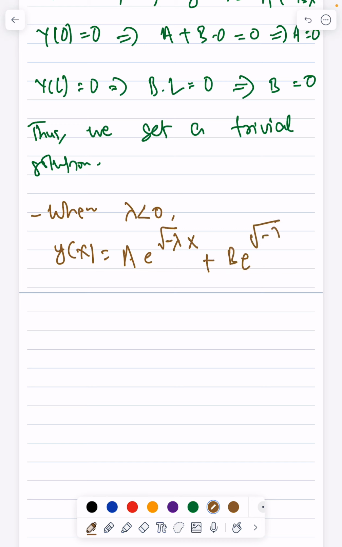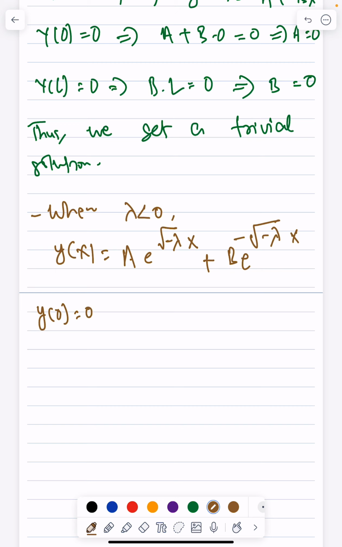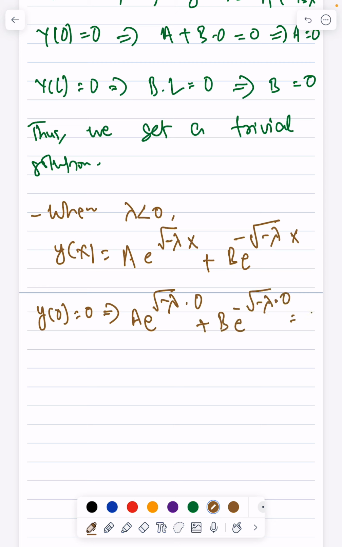Now our first boundary condition, y of 0 equals 0. Then we just get a, now 0 plus b e to the, now this part just goes to 1, this part also goes to 1, so we get a plus b equals 0.